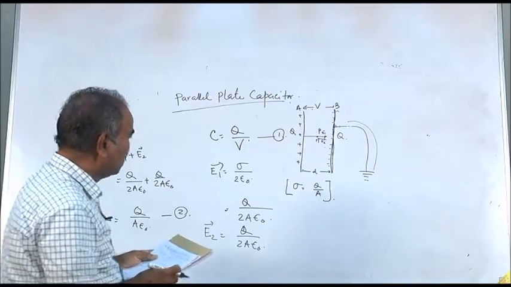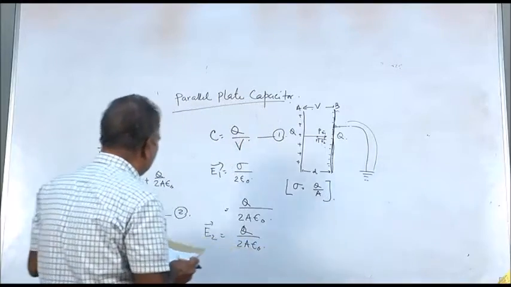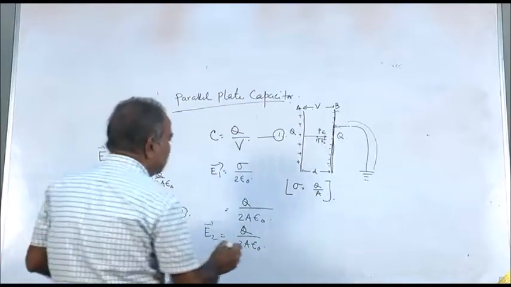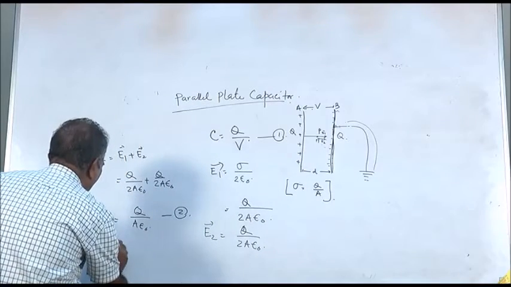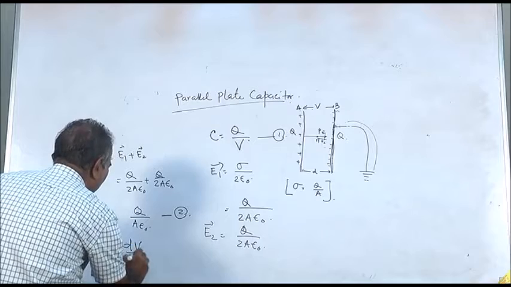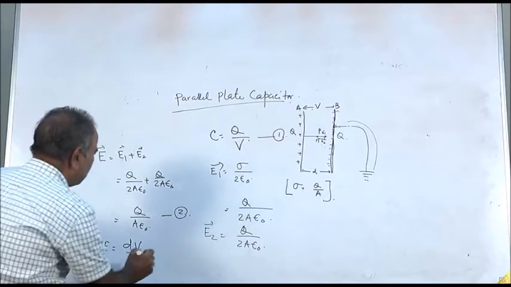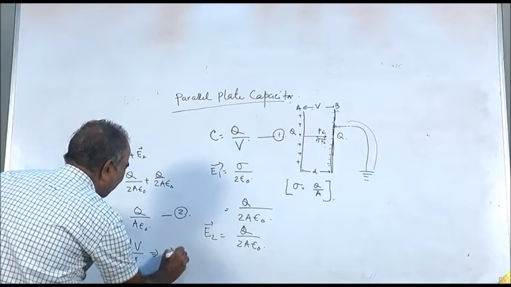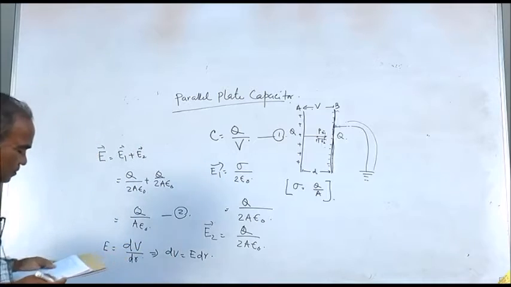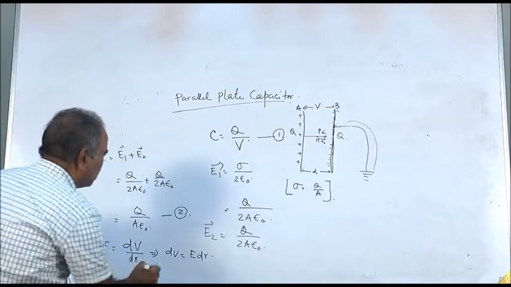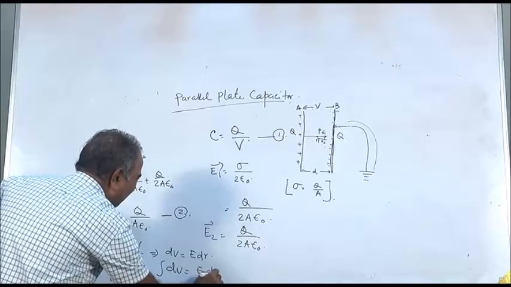Then we know E is equal to minus dV by dr. We know E is equal to minus dV by dr, or dV is equal to minus E dr, or integral of dV is equal to minus integral of E dr.